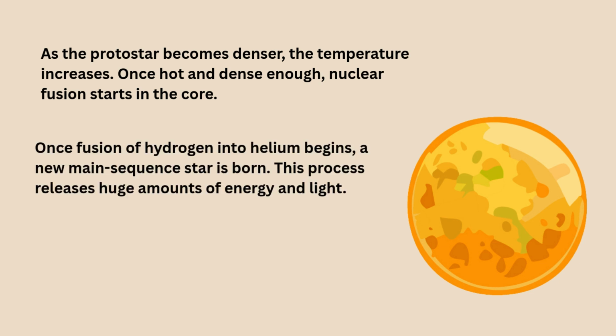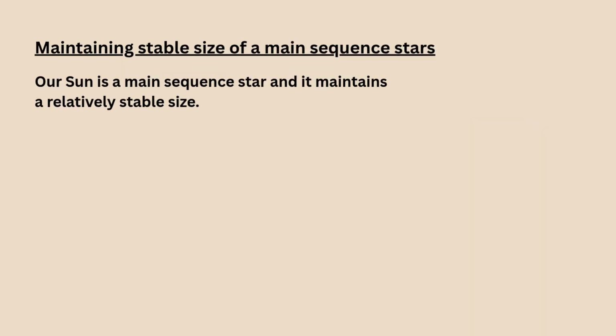Once fusion of hydrogen into helium begins, a new main sequence star is born, and this process releases huge amounts of energy and light, maintaining the stable size of main sequence stars. Our Sun is a main sequence star and it maintains a relatively stable size.